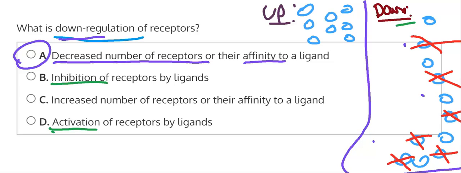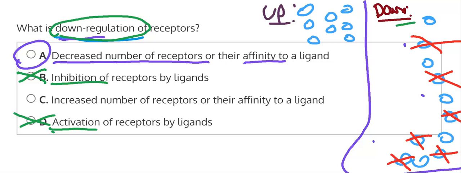However, when we're looking at this down and up regulation concept, this has to do with the elimination of certain receptor sites or adding on certain receptor sites. So when you see inhibition or activation, we could eliminate those. That would not be down or up regulation.